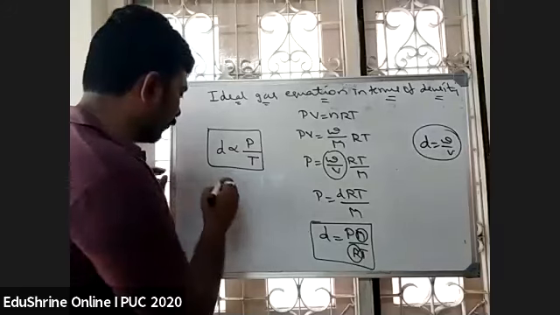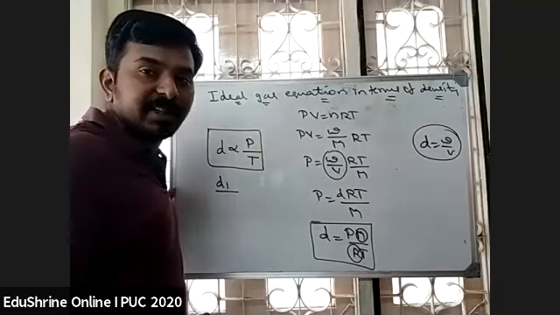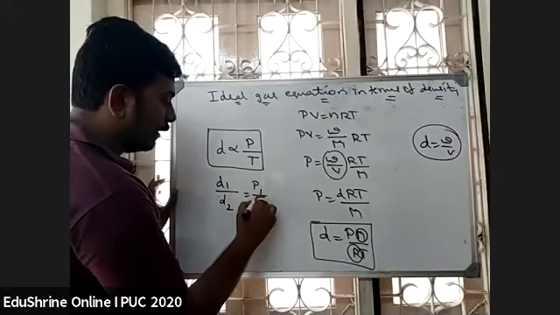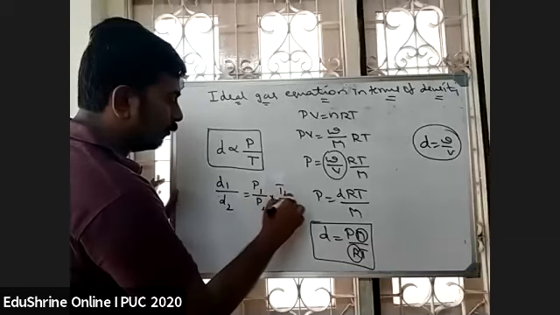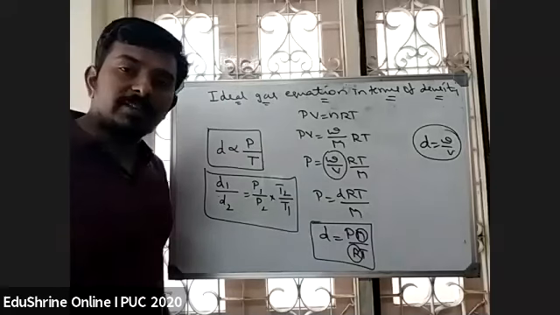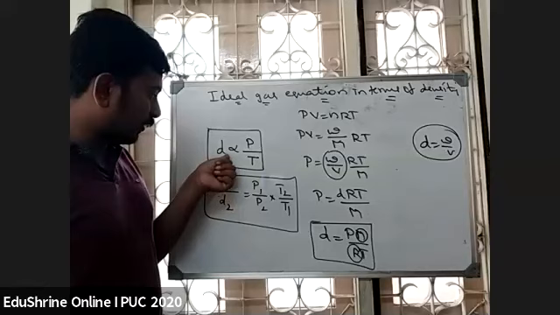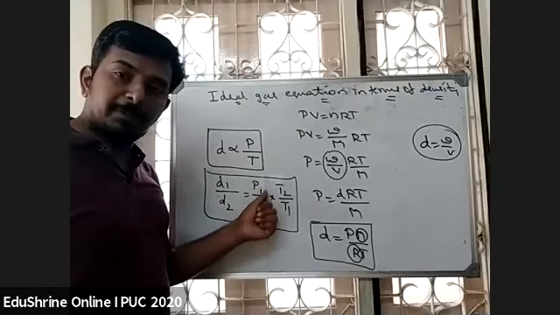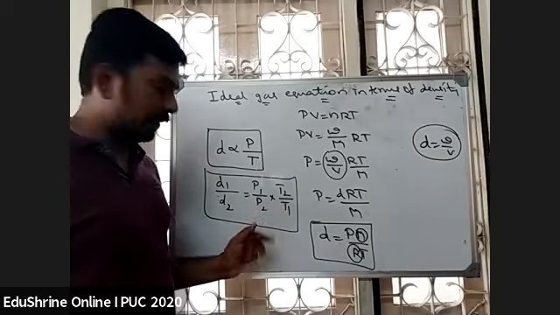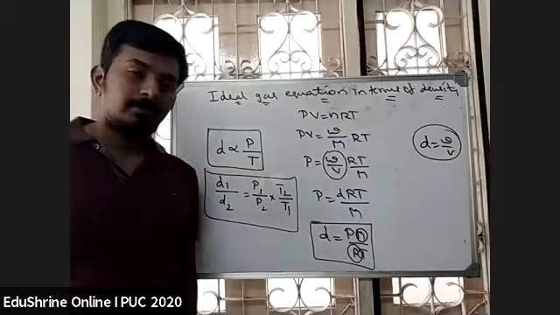That means whenever you solve problems where two densities, two pressures and two temperatures are given, you can use the formula D1 by D2 is equal to P1 by P2 into T2 by T1. D is directly proportional to P, so P1 by P2. Inversely proportional to T, so T2 by T1. So this formula you can use.